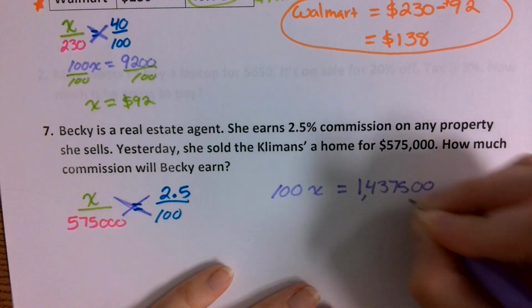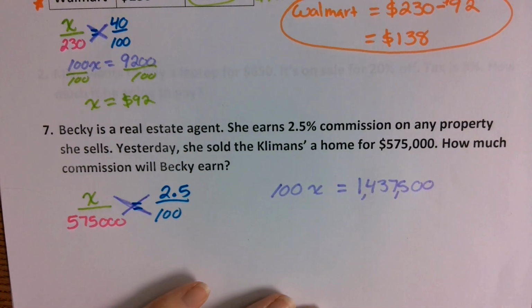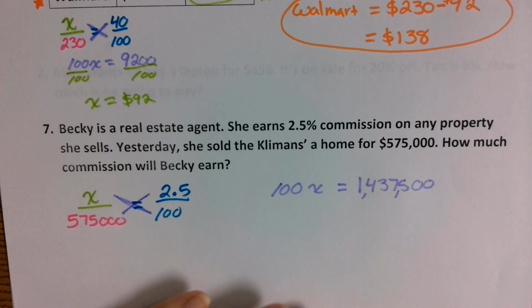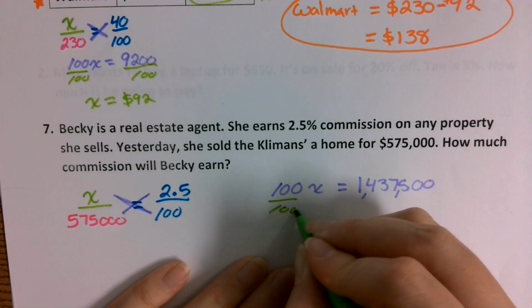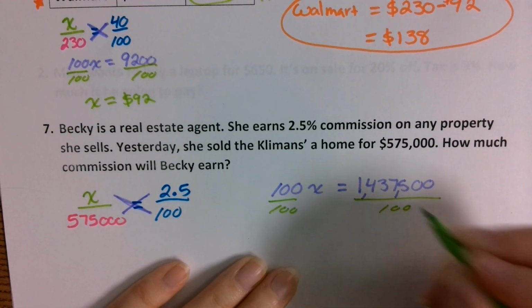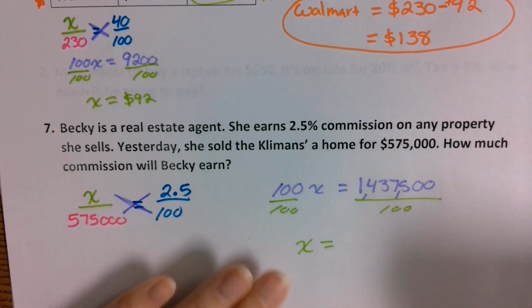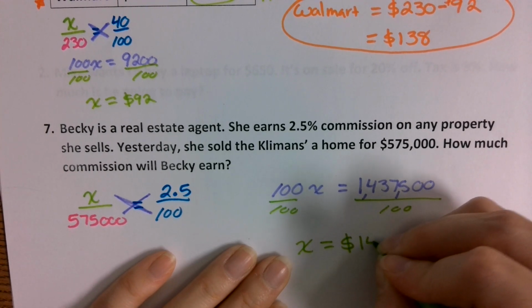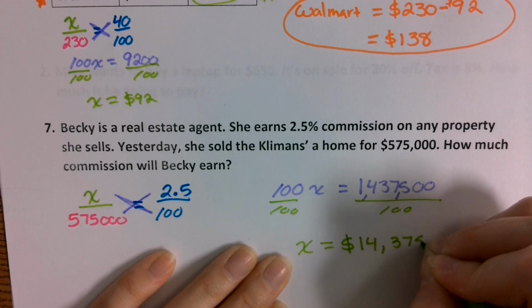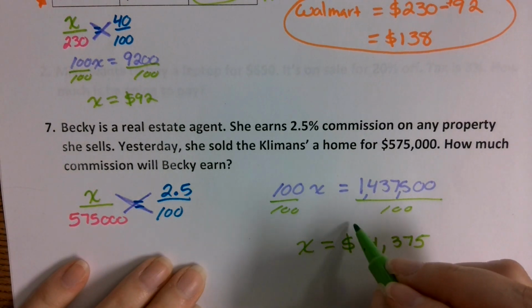That's going to come out to 1,437,500. Then you're going to divide by 100. And so the amount of money she earns is $14,375 from selling that home.